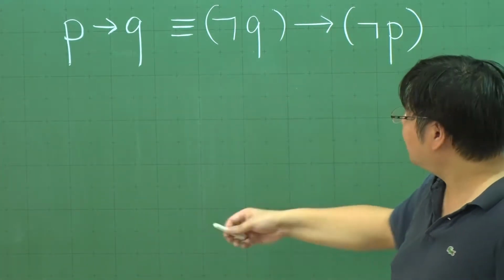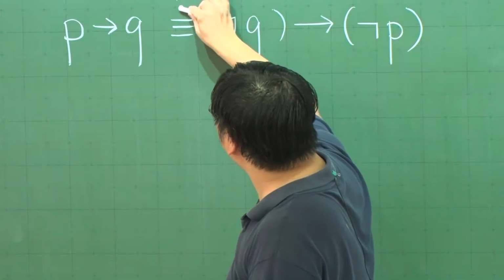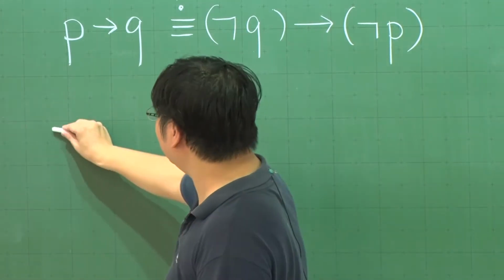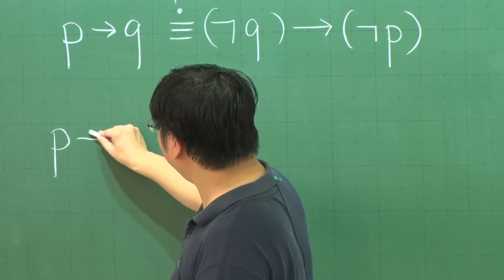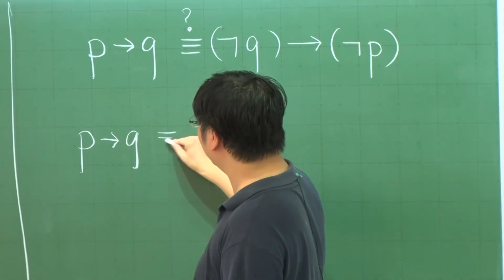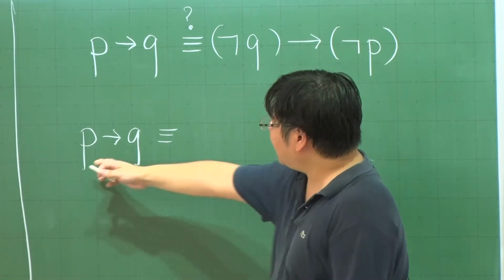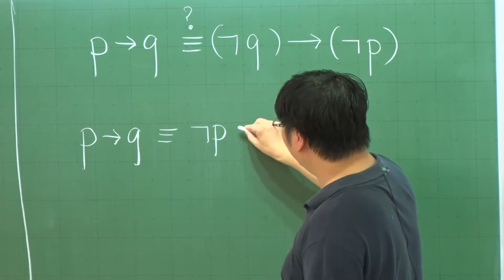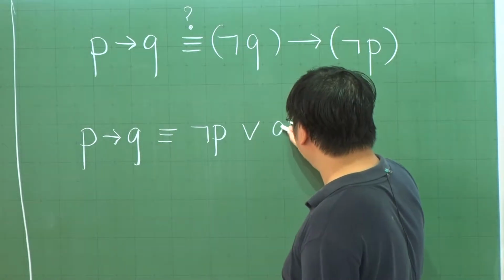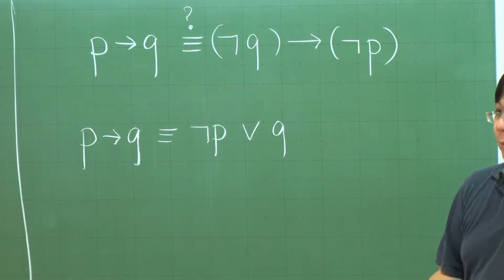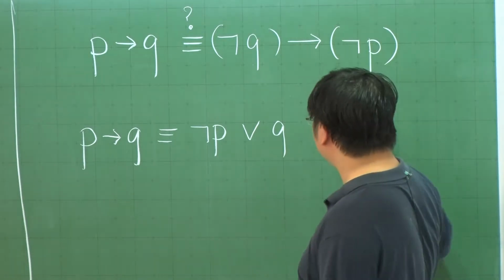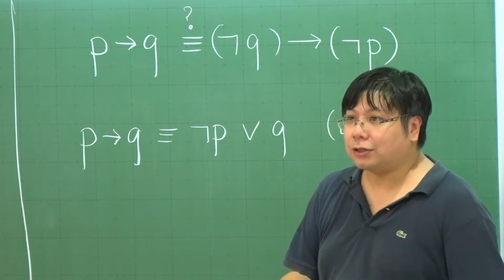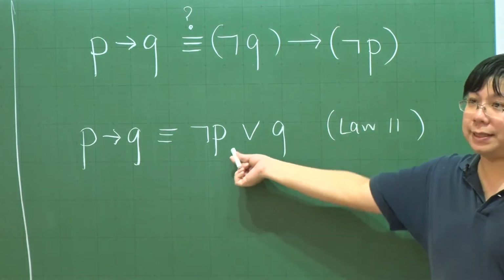And then how do we prove it? We don't know whether this is true, but we want to prove it. So let's use this implication law and see if it helps. P implies Q is equivalent to what? It is true when P is false, so not P, or when Q is true. This is by law 11. I should write down why I can write this down.